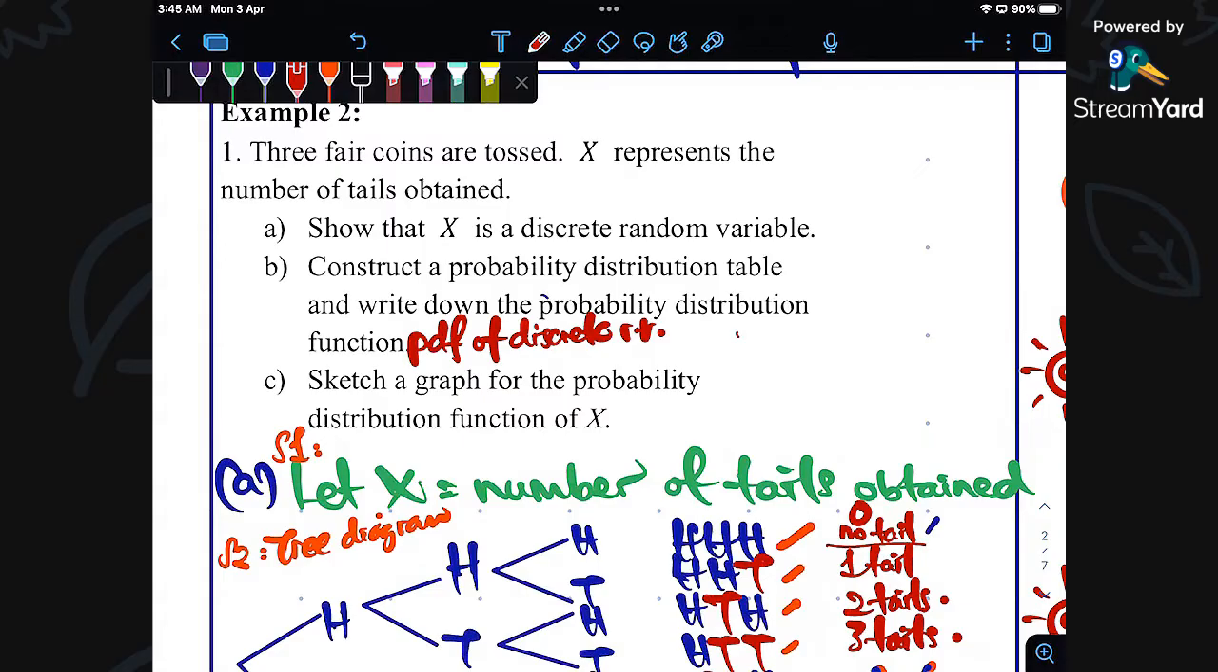In 8.2, you will have PDF as well, but not discrete anymore. In 8.2, we call it PDF of continuous random variable instead. That will be in the next video.